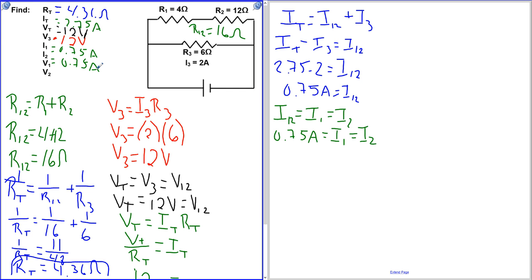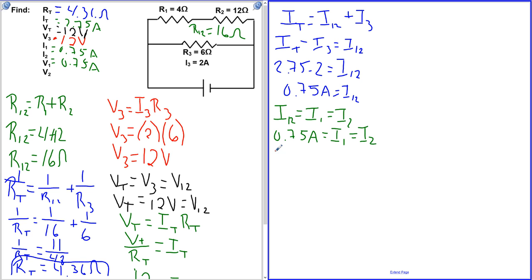And for the last step of this problem, we have to find voltage 1 and voltage 2, or voltage at resistor 1 and voltage at resistor 2. It's pretty easy now because we have both our current and our resistance for those. So we can go right back to Ohm's law. V1 equals I1 times R1. So V1 equals 0.75 times R1, which is 4 ohms. So the voltage at resistor 1 is 3 volts.